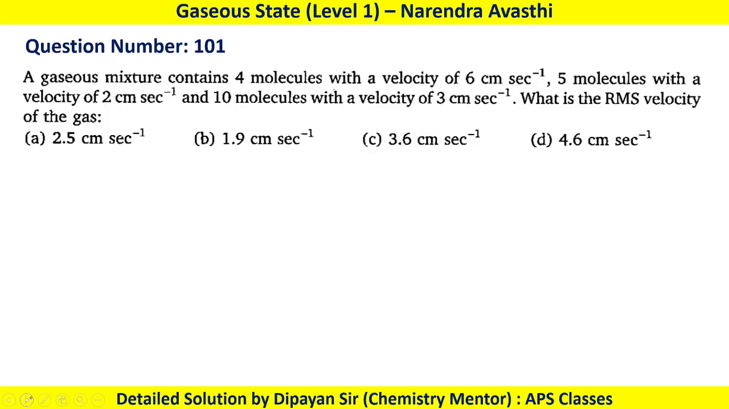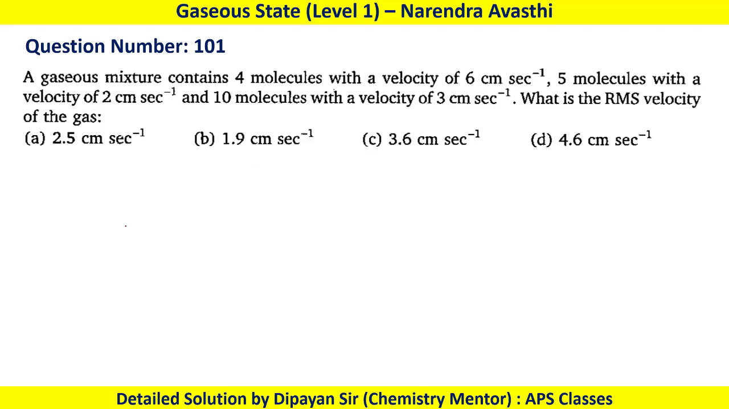In question 101, a gaseous mixture contains 4 molecules with a velocity of 6 cm per second, 5 molecules with a velocity of 2 cm per second and 10 molecules with a velocity of 3 cm per second. What is the RMS velocity of the gas?